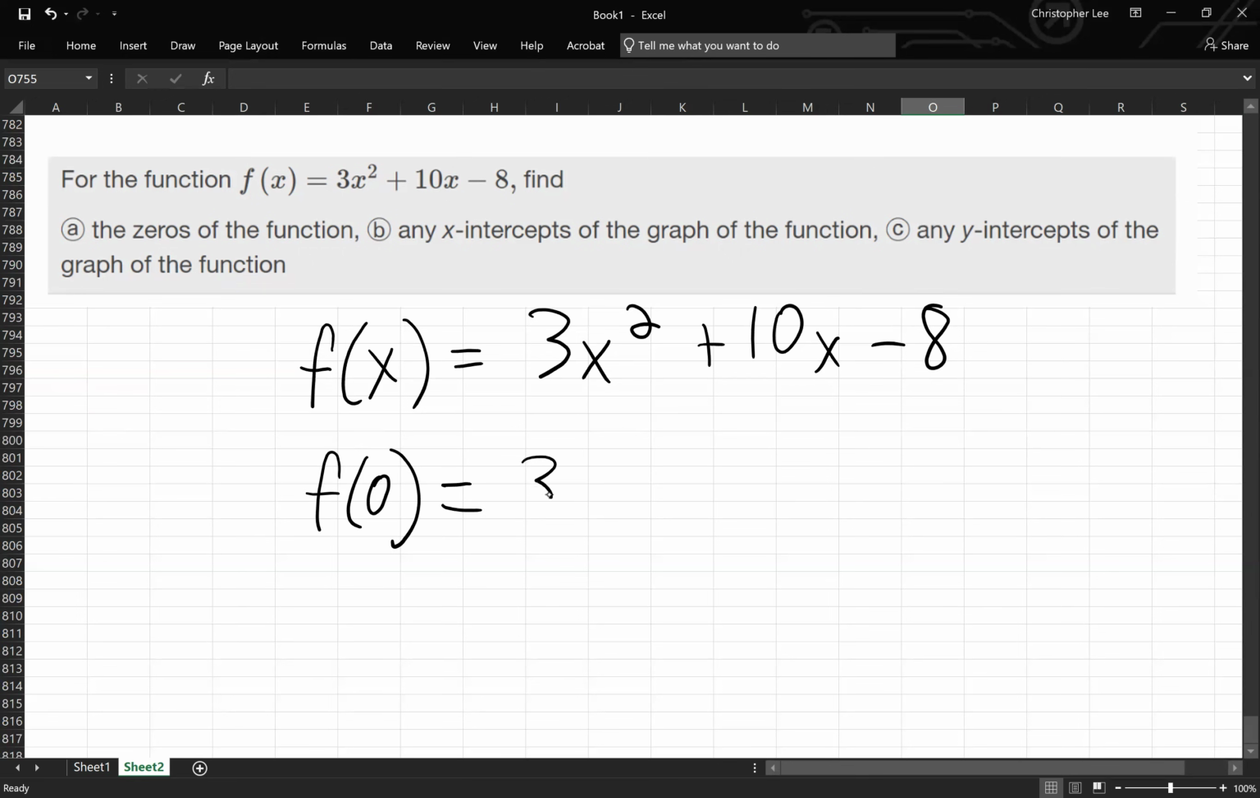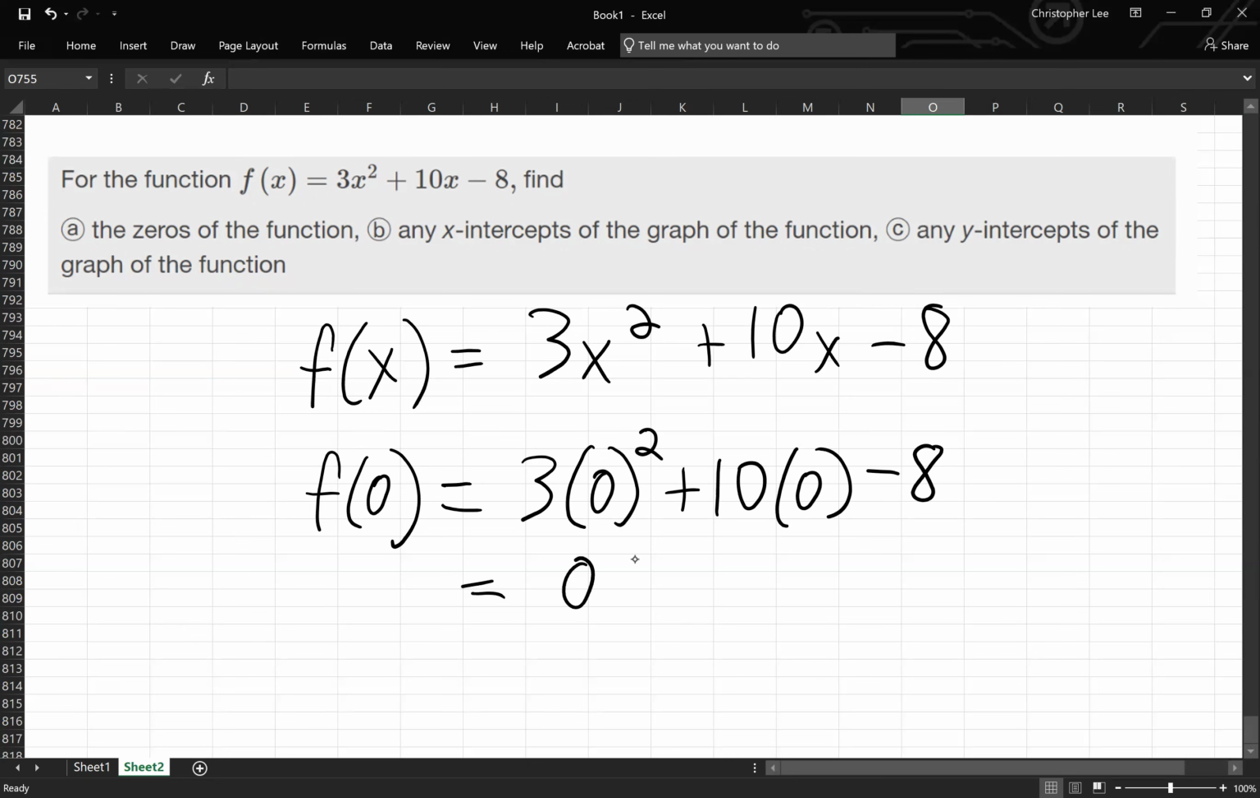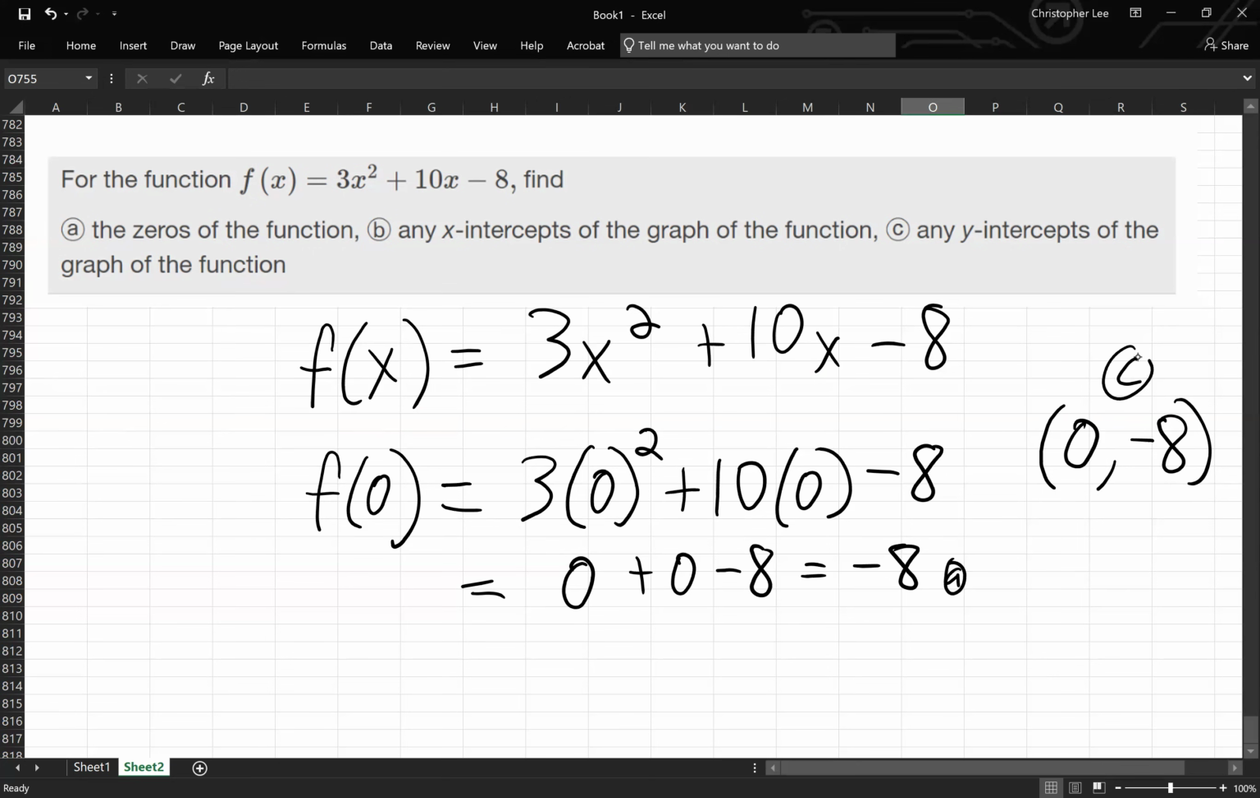So you're just plugging in 0 for all the x's. So this is 3 times 0 squared plus 10 times 0 minus 8. And all of that becomes 0 plus 0 minus 8, which is just negative 8. This is your y-intercept, 0 comma negative 8. That's 1 point. This is an answer for A here, and this is the answer for C.